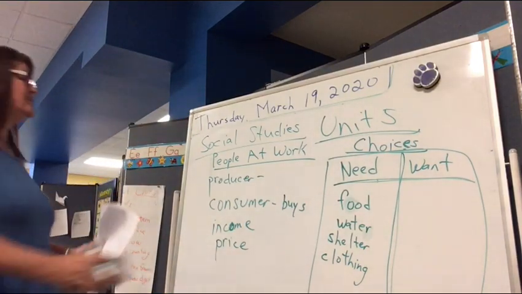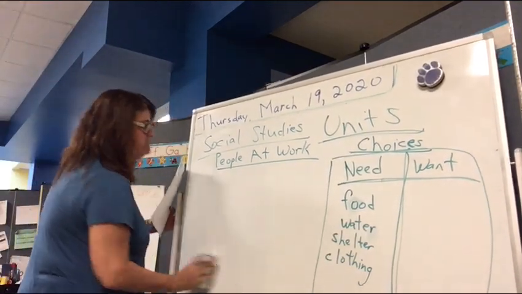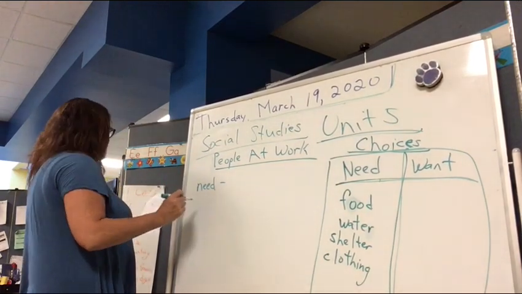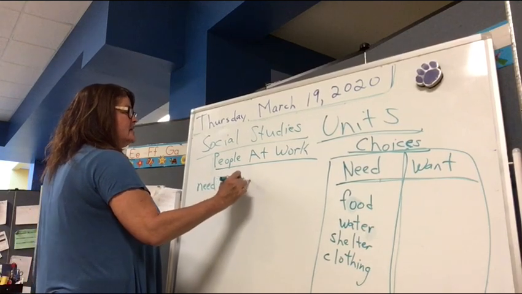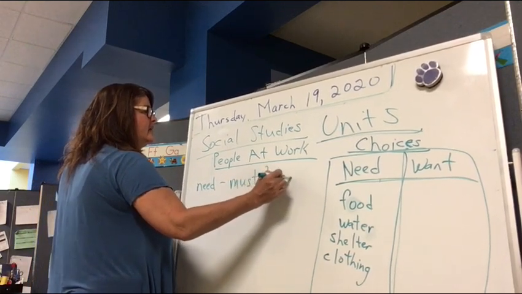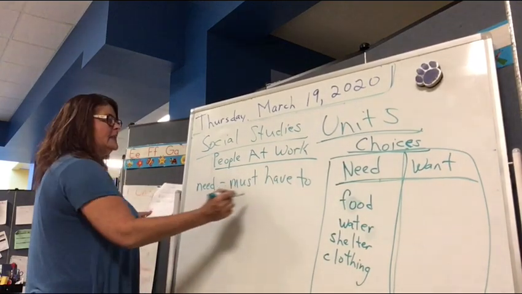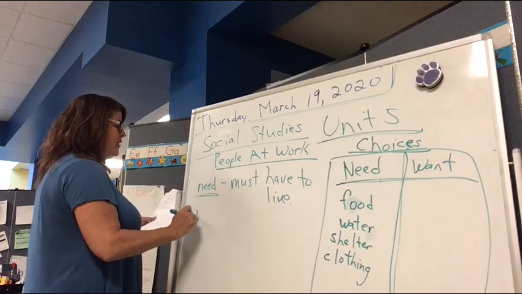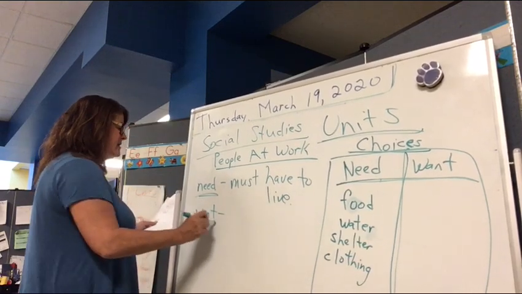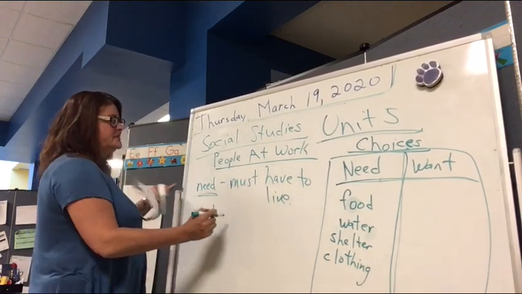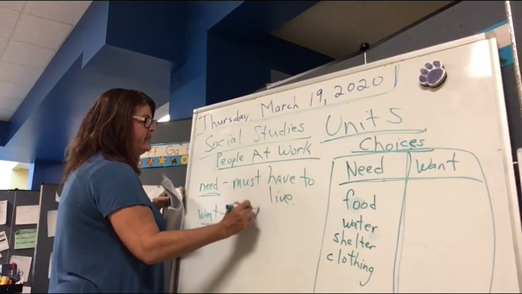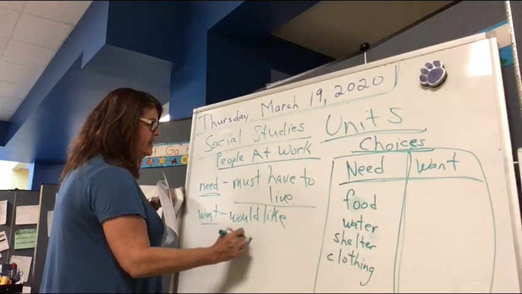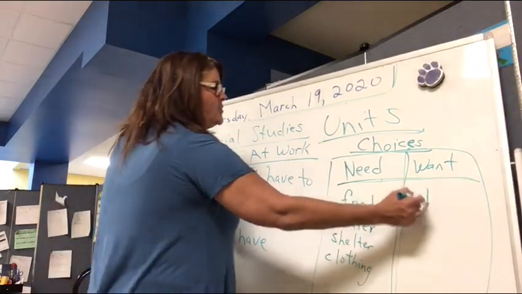Let's write that in the journal. A need, okay, write this in your journal. A need: you must have to live. That is a need. A want is something you would like to have. Like toys.